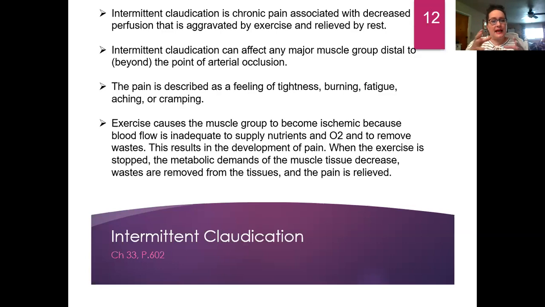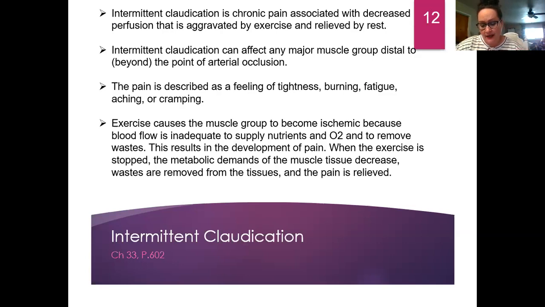Exercise, so here it is. Exercise causes that muscle group to become ischemic because blood flow is inadequate to supply the nutrients and oxygen and to remove waste. So this results in the development of pain. When exercise is stopped, the metabolic demands of the muscle tissue decrease, it doesn't need as much oxygen, wastes are removed from the tissues, and the pain goes away. Intermittent means it's not constant. Okay?